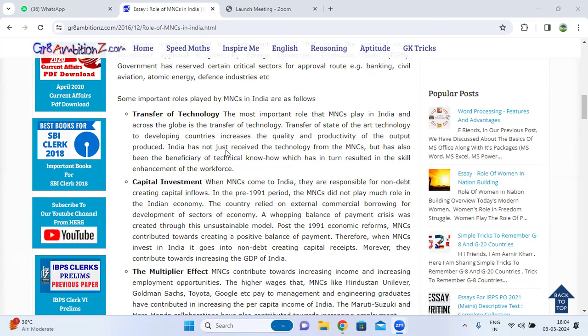India has not just received the technology from the multinational corporations, but has also been the beneficiary of technical know-how, which has in turn resulted in skill enhancement of the workforce.